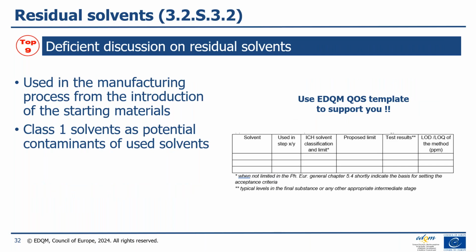Coming to residual solvents, we want to see discussions on the solvents used from the introduction of the starting materials, and for class 1 solvents, which can be potential contaminants of the used solvent. Again, the EDQM quality overall summary template is there to support you. There is a little template table which you can use to identify all these risks. You just need to fill it in according to the process you have described in S22.